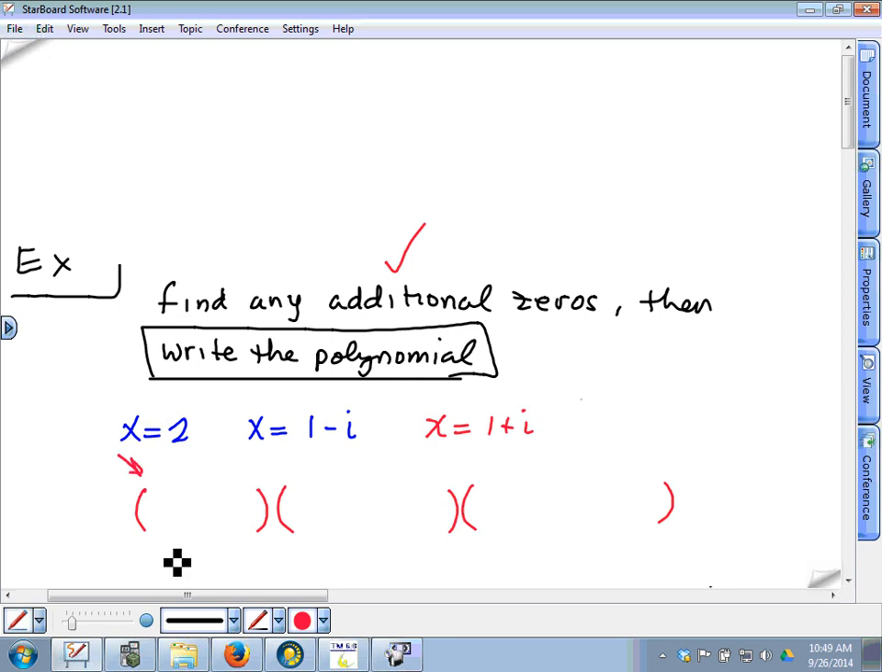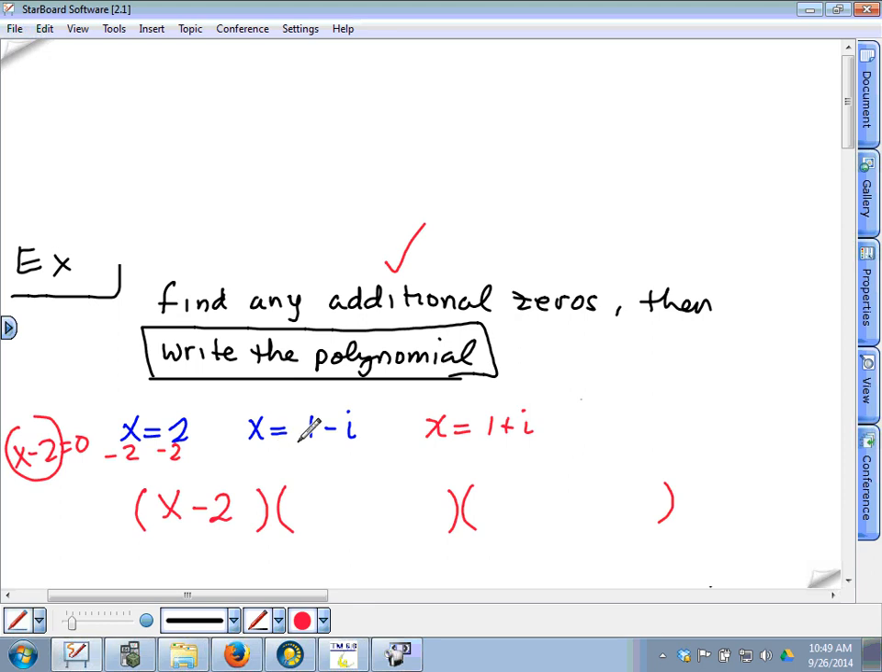X equals 2. What kind of parentheses are we going to give? X minus 2. Now let me just explain what's happening here real quick, because most of you are doing this in your head, which is okay, but you really need to understand how to go from here to here. The reason these are called a zero is because we need to find a number that makes this equal 0. So if you subtract 2 on both sides, you're going to get x minus 2 equals 0. Once it equals 0, that's what your parentheses is, x minus 2.